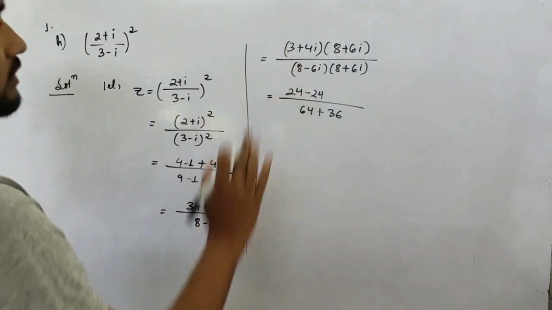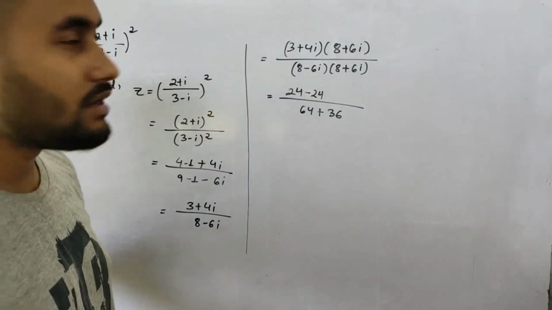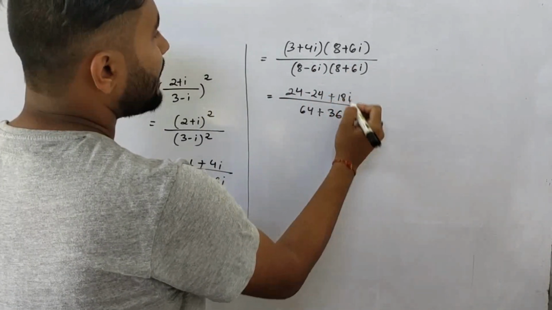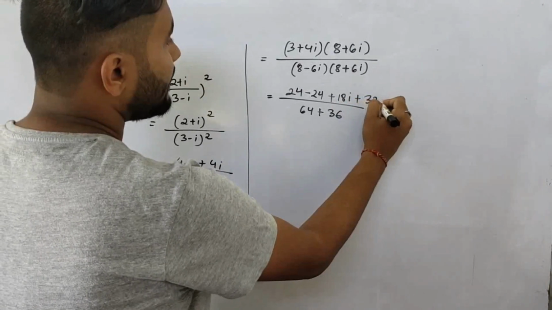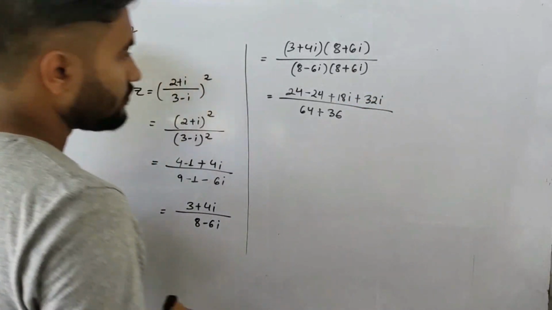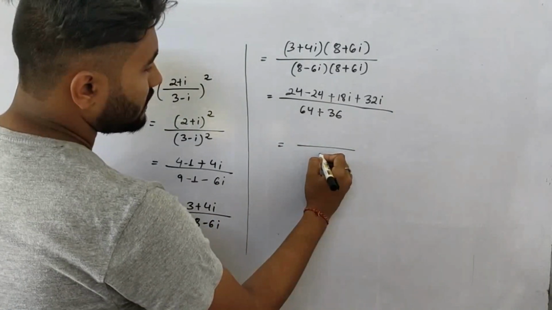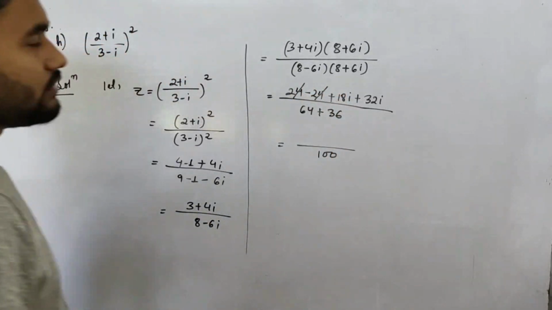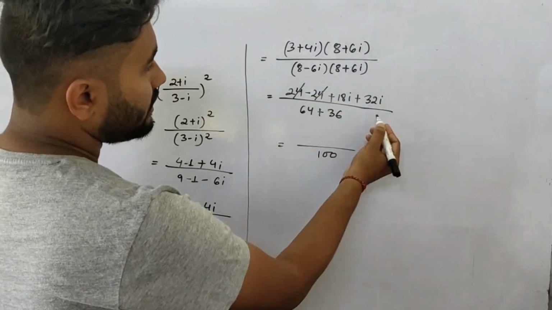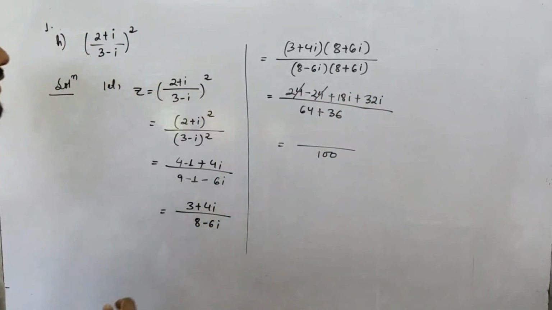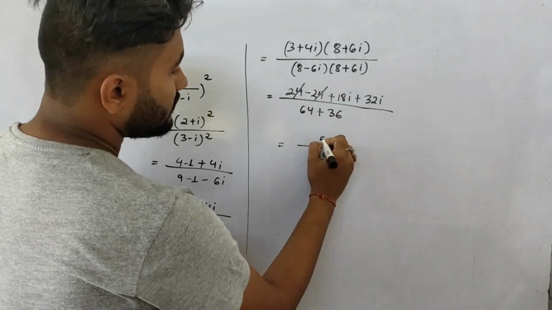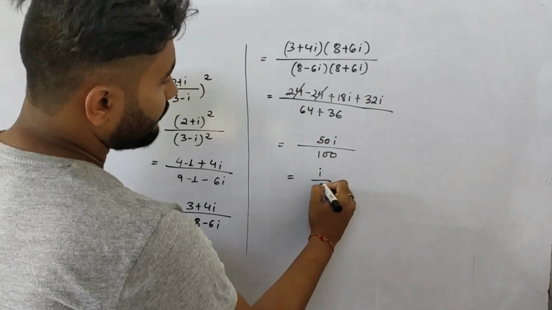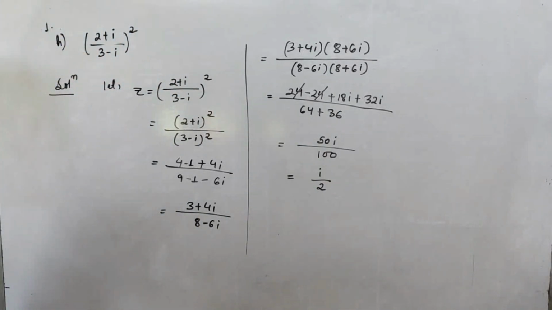So the real part is gone, it will become 0, a purely imaginary number. Then the imaginary part: 6 times 3 is 18i and then plus 8 times 4 is 32i. Over here 64 plus 36 is 100. The 24 minus 24 cancelled, and over here 32 plus 18 is 50, this is 50i. So 0 0 cancel, 5 ones are 5, 5 twos are 10. So what I have got is equal to i by 2.